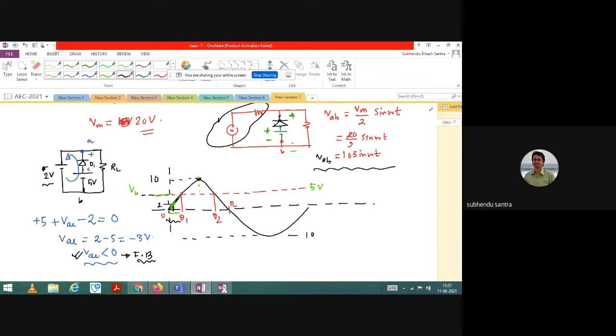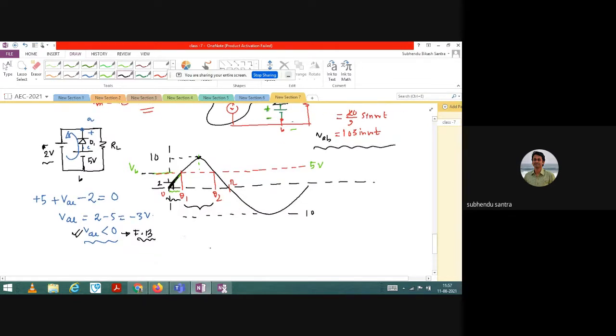Okay, so now just think about this situation, theta 1 to theta 2. What will happen? Now let me draw the same circuit in a different way. Now the voltage will be, let us say, 8 volt. And here there is a diode.